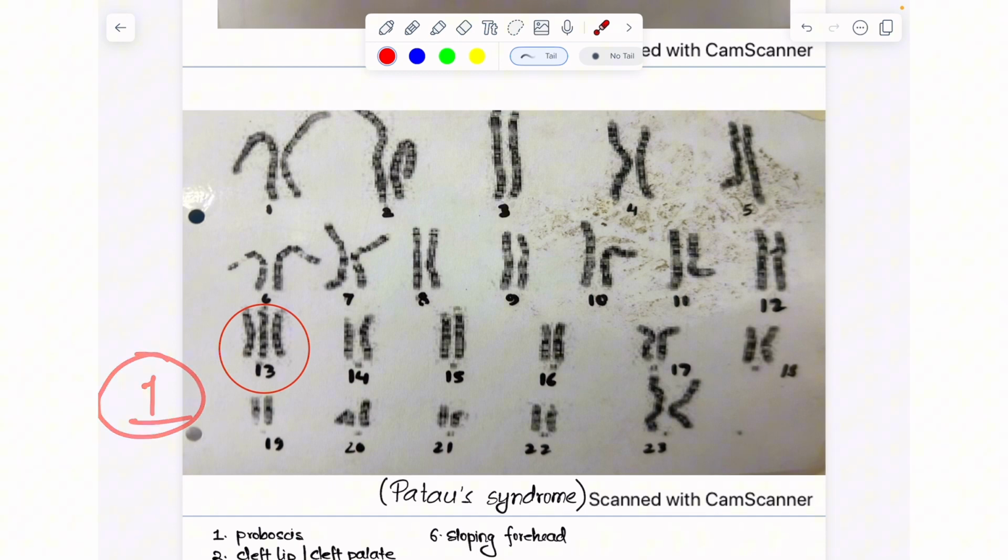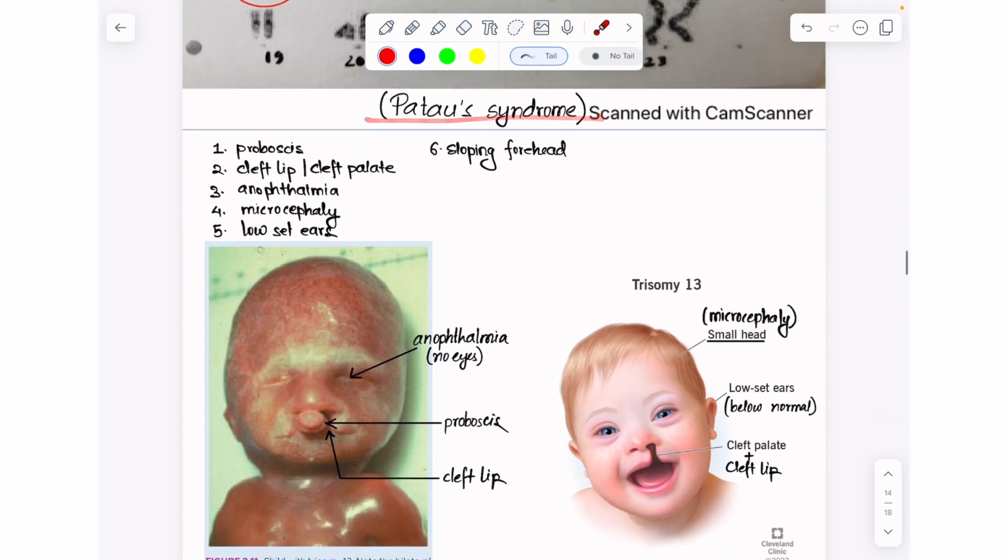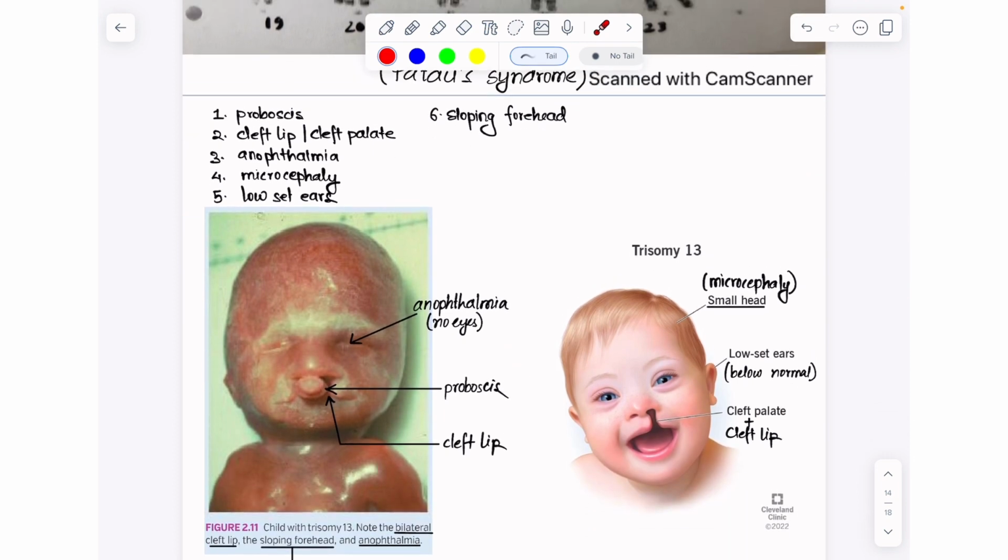Here's the first question. In first question, you can see that there are three chromosome number 13. This is called trisomy 13, which is also called Patau's syndrome, which has following characteristics. Number one, presence of proboscis like the one present in mosquito. Number two, cleft lip, which can be present on both sides or on just one side, and cleft lip might also be accompanied with cleft palate. Number three, anophthalmia, that is absence of eyes. Number four, microcephaly, that is presence of small head.